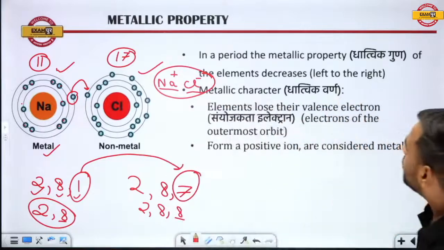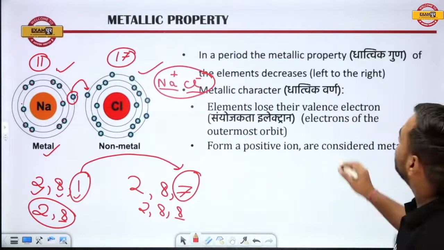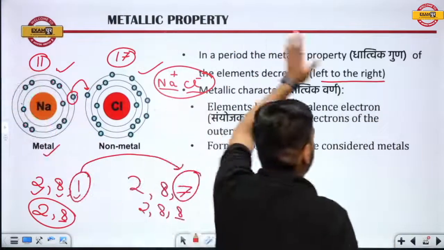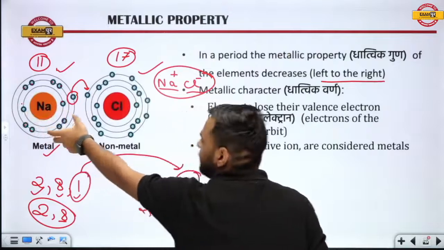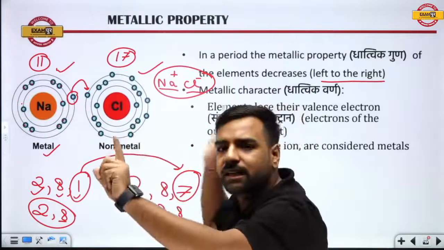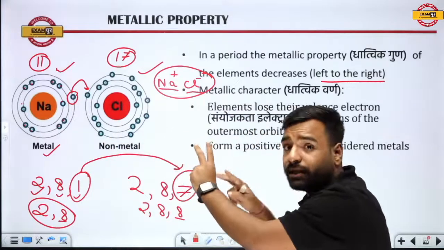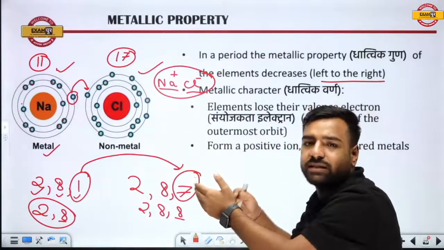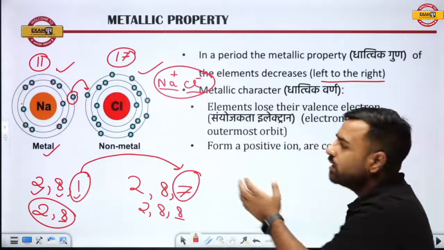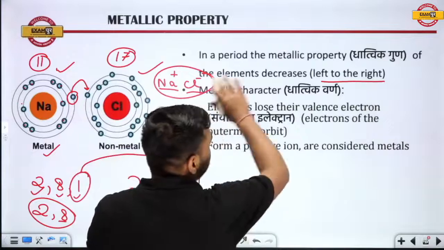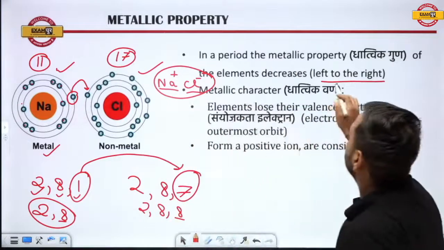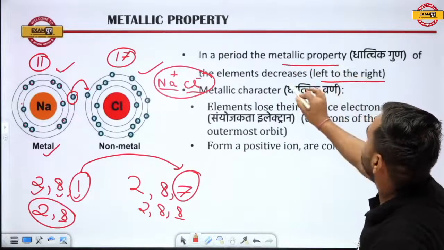Okay, let's move forward. In a period, the metallic property of the elements decreases from left to right. Why? When I try to move from left to right, I know that easily an electron could be given in the first group. Why? In the outermost shell only 1 electron was there. Easily can be given. Then came group 2, right? So here the tendency is lesser. But yes, they are also metals. They are giving 2 electrons easily. Then group 3 and so on. So if I go from left to right, this metallic property will decrease. Right? Okay. So here what I'm saying is that the metallic property of the elements decreases.